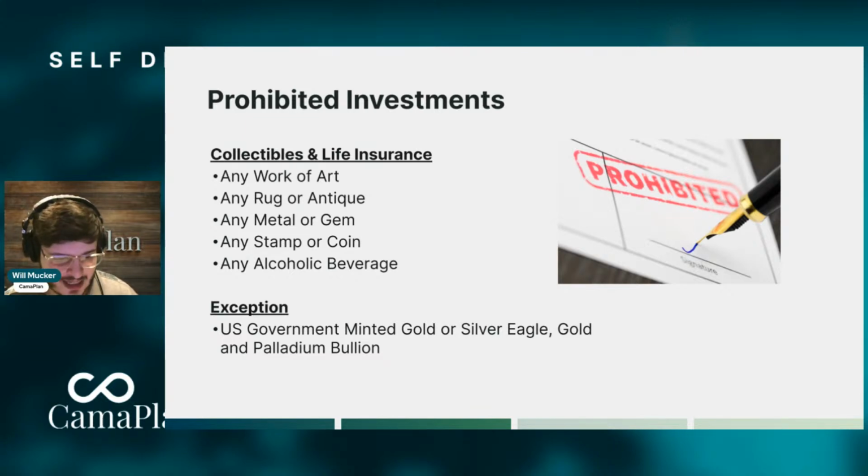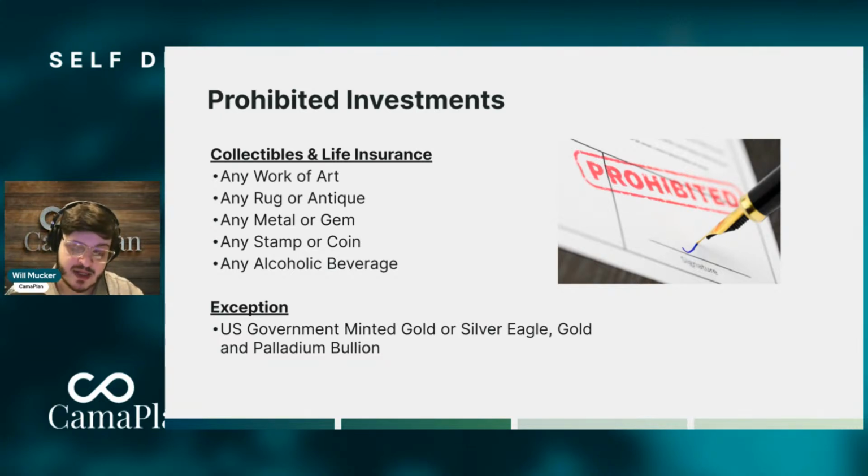So any collectibles, works of art, stamps, alcoholic beverages like wine or anything like that are prohibited to be purchased out of the IRA. However, you can invest into companies through those private placements that may be dealing with these niche areas, as long as the IRA isn't being a direct owner of any of these collectibles, so to say.